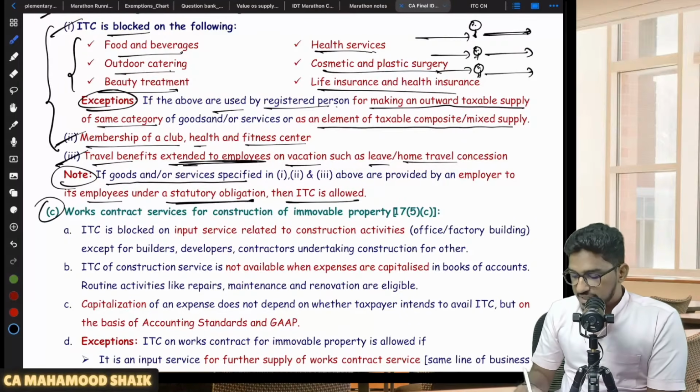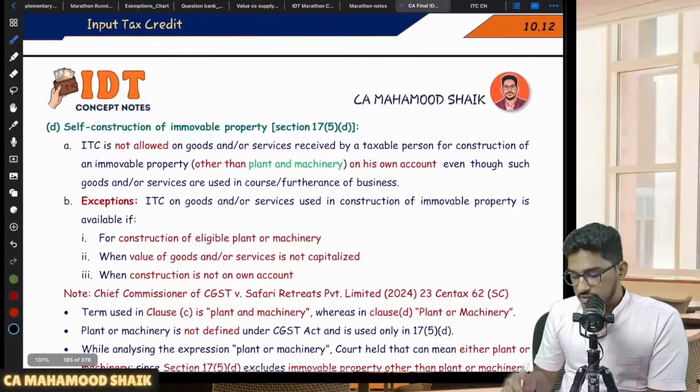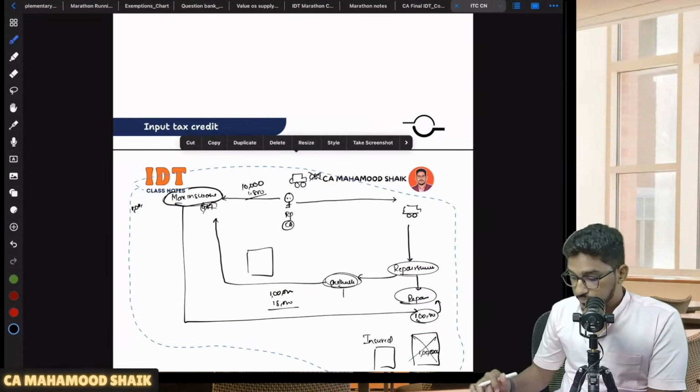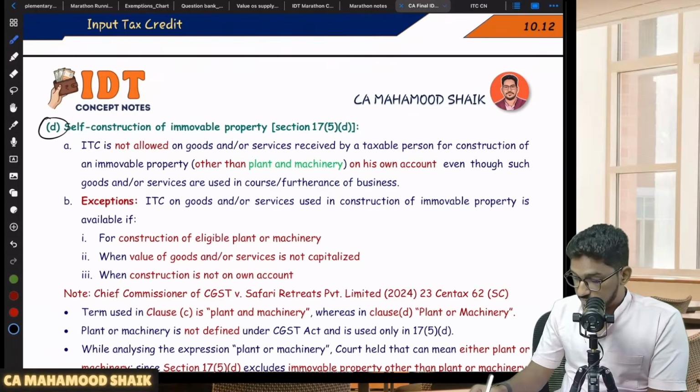Next, we have C and D, both are talking about immovable properties. Let us try to complete both of them in one go. Very simple clauses only. So I will try to explain it.